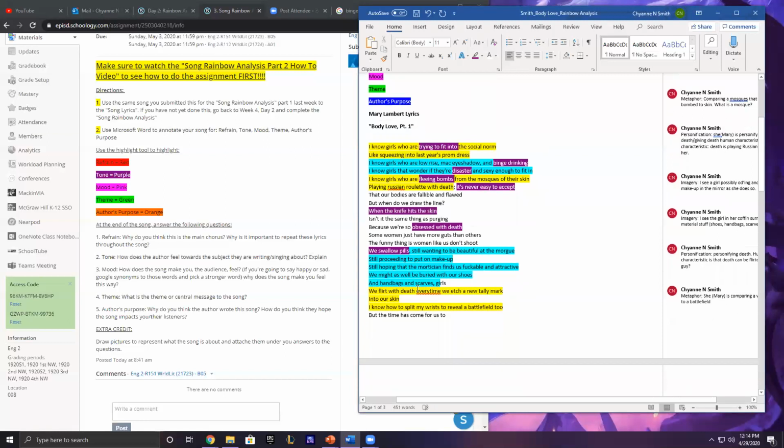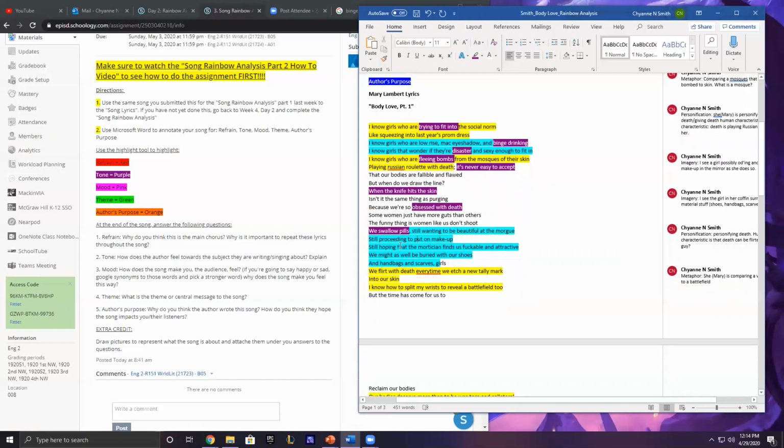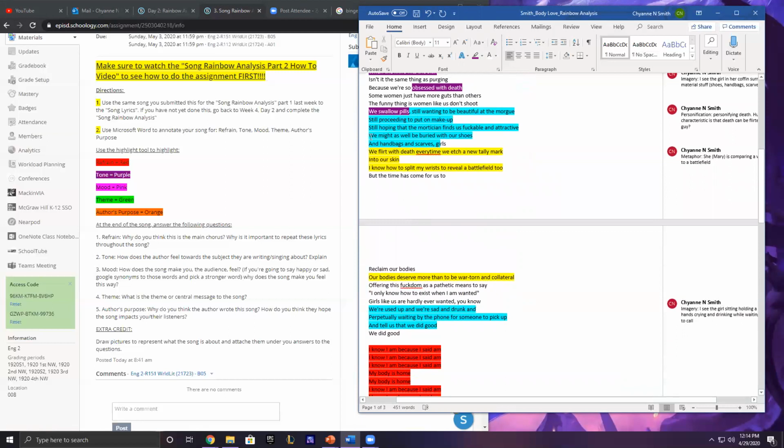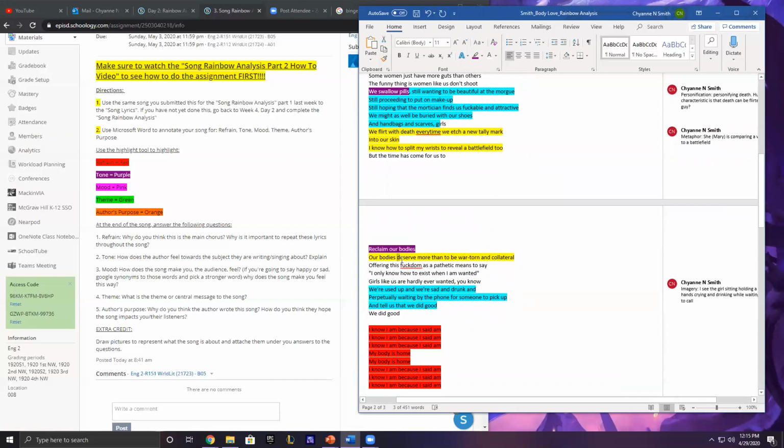And then, let's see. But then I also said, if you remember, there's a shift to something more positive. So I also saw the positive in reclaim our bodies. Reclaim means to take something back. So that's definitely a different tone of voice from the author. We deserve more. That's a different tone of voice. So I do that.